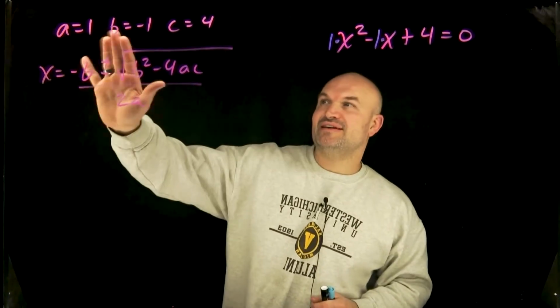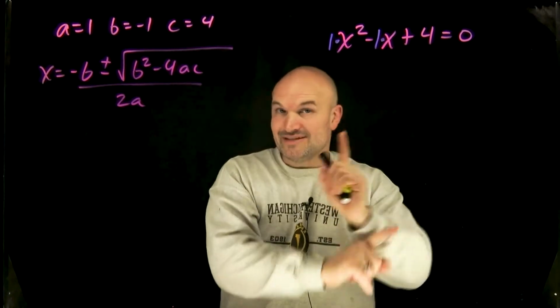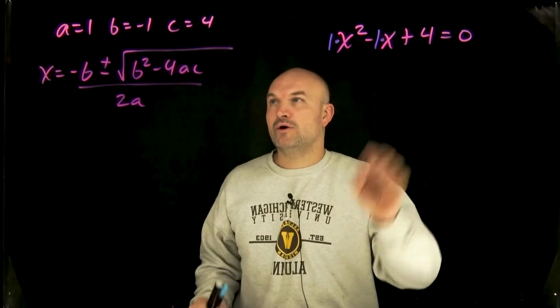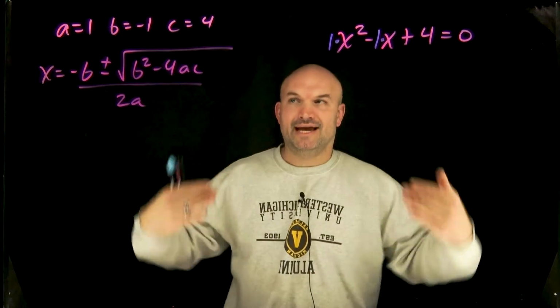All right, so now that we've identified our a, b, and c, and again, we did that because this was in standard form set equal to 0. That's really, really important. Make sure you always have that. So now all we're simply going to do is plug these values into our quadratic formula and simplify.